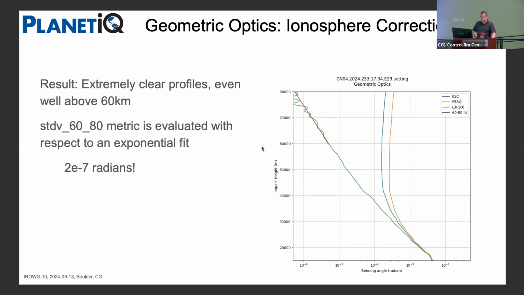The result is we get extremely clear profiles, even well above 60 kilometers. It's so good that we have to wipe off an exponential trend when we're calculating the standard deviation of bending angle noise between 60 and 80 kilometers. In this case, after wiping off that trend, we're down to 0.2 microradians of bending angle noise.